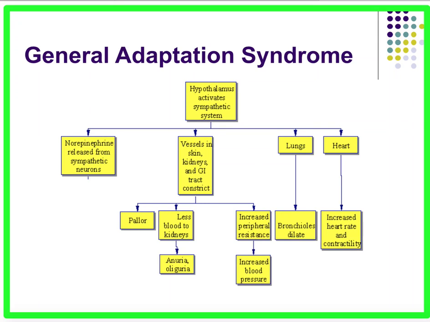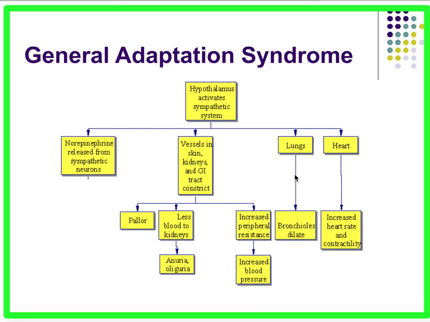Okay, so I have this flow chart here that shows you the general adaptation response, and I'm going to go through this with you. When you have the stress response, the hypothalamus will activate the sympathetic nervous system, which releases norepinephrine from the sympathetic neurons. The sympathetic will also vasoconstrict blood vessels to the skin, the kidneys, and the GI tract, which causes paleness in the skin, less blood going to the kidneys, which causes low urine production, and it'll increase peripheral resistance, because you're vasoconstricting, so all of that raises your blood pressure.